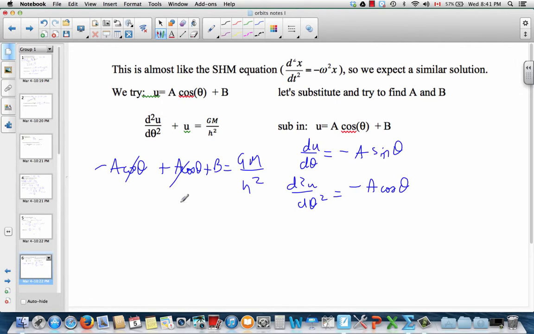Those two terms disappear, and we've come up with a condition for b. Now this is the universal gravitation constant, 6.67 times 10 to the minus 11. This is the mass of the sun, and this is the angular momentum constant for the orbit, the square of that.